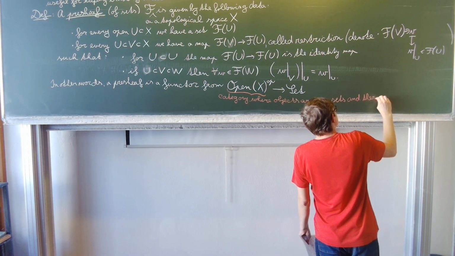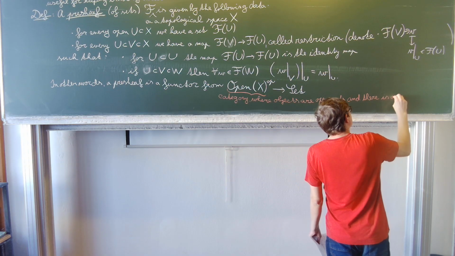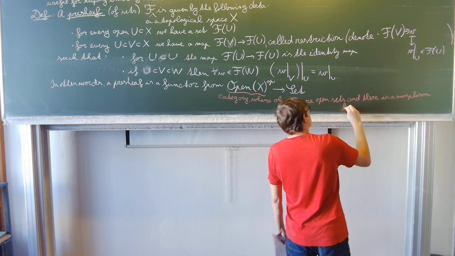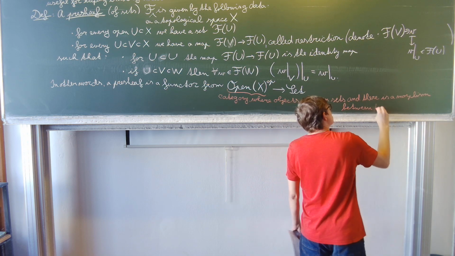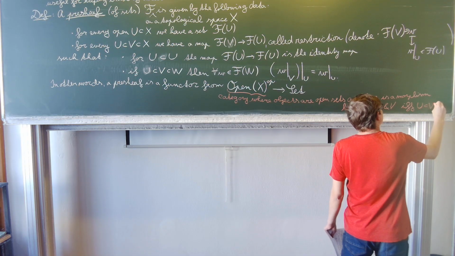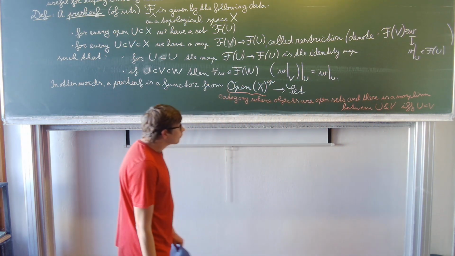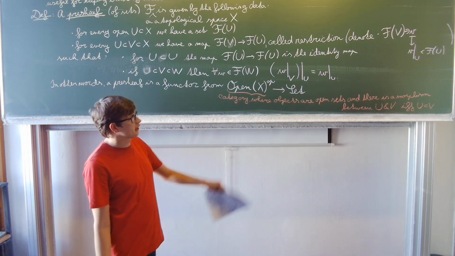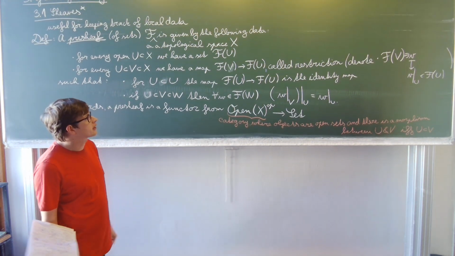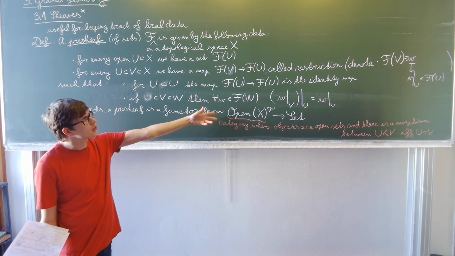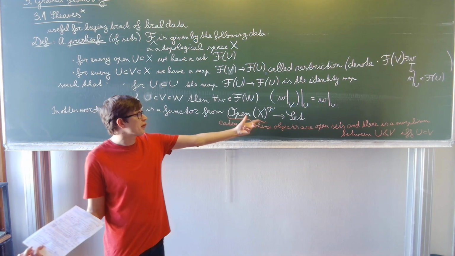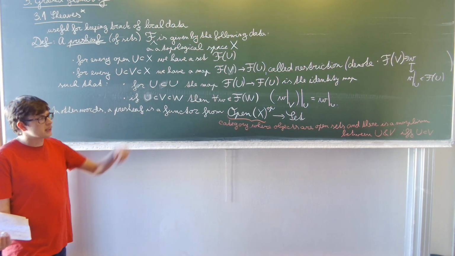There's one morphism between U and V if and only if U is inside V. And this op just means that I'm reversing the direction of the arrows. Okay, so if you know what functors are and categories, then you can just say that this is the thing. So it's a contravariant functor of the category of open sets from that to sets.